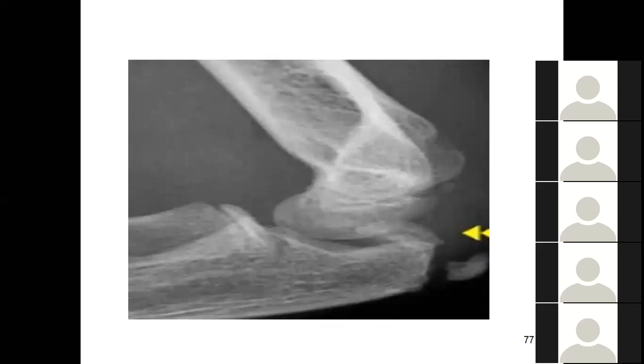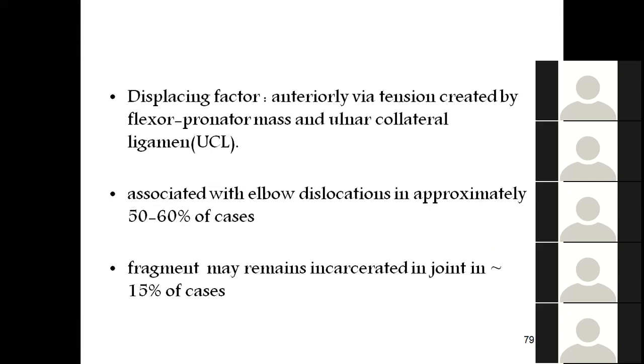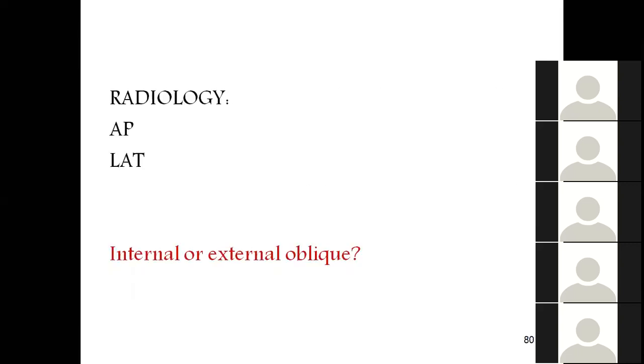This is an X-ray. This is an elbow dislocation which has been reduced, and you can see a small chip fracture, which can be from multiple causes, but the most important is the medial epicondyle. 20% of all pediatric elbow fractures are medial epicondyle, at 9 to 14 years of age. The avulsion mechanism is valgus stress with contraction of the flexor pronator mass. Displacing factors are anterior pull by the flexor pronator mass and the ulnar collateral ligament. Associated with elbow dislocation in approximately 50 to 60% of cases. The fracture may remain incarcerated in 15% of cases. So remember, any small fleck of bone entrapped inside the joint, you should suspect medial epicondyle.